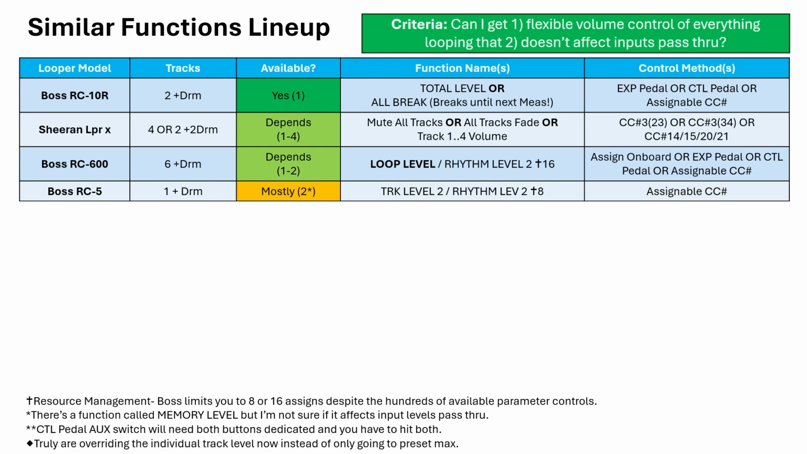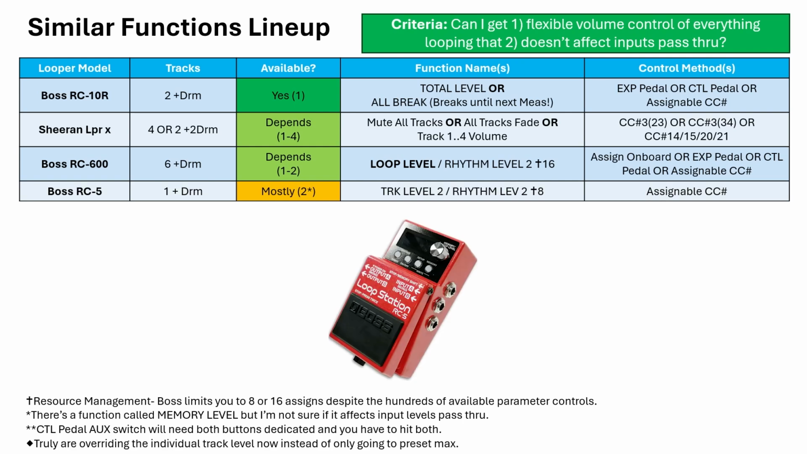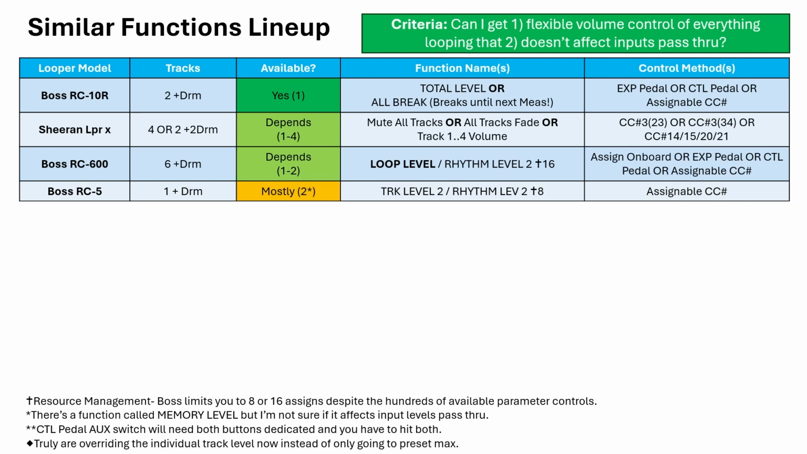Next is the Boss RC5. This only has one track plus the rhythm track, and this is mostly available. There are two commands you can send, track level 2 and rhythm level 2, that you would have to assign at the same time. The trouble is this is only through an external MIDI controller, and there are 8 assigns on the Boss RC5. Using up 2 assigns when there's only 8 total available is a little tough to swallow.